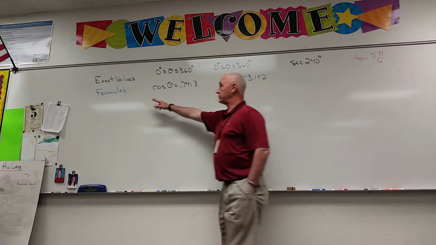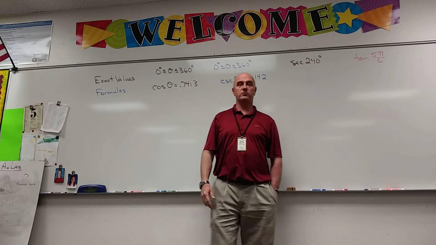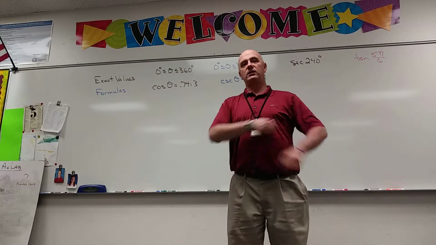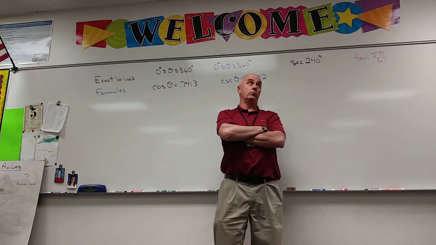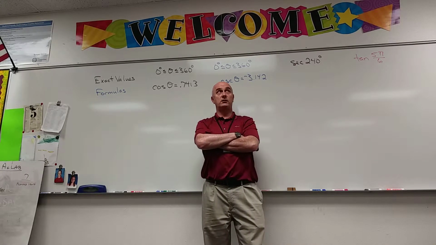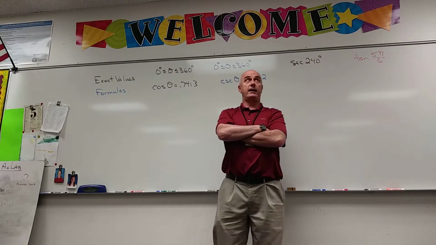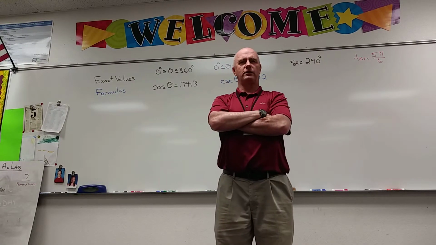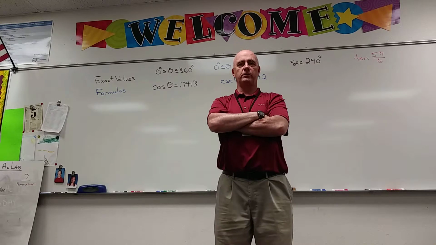The formulas that are listed here you'll be given are the ones from 6.6. So S equals R theta, omega equals theta over T, V equals S over T, and A equals 1/2 R squared theta. I think those are all right, but those are the 4 formulas you'll be given.